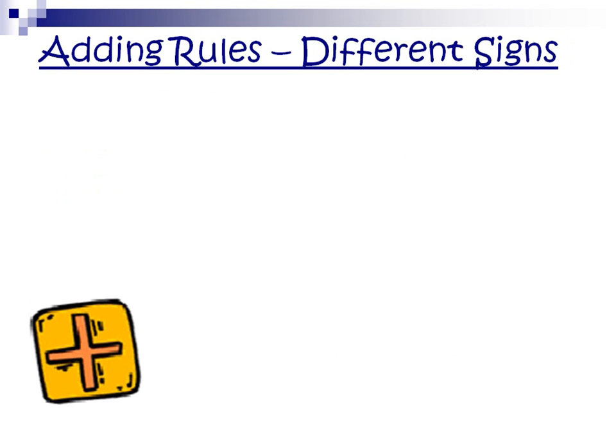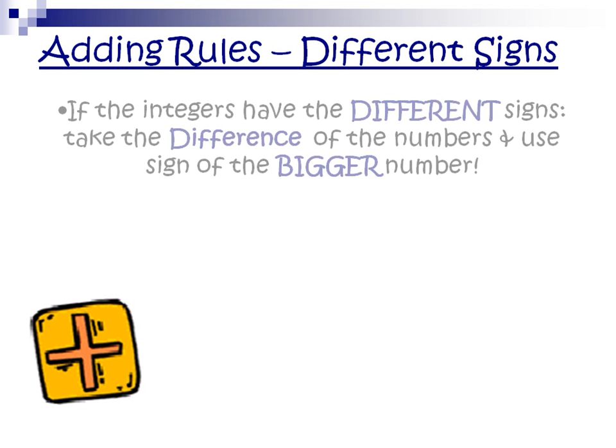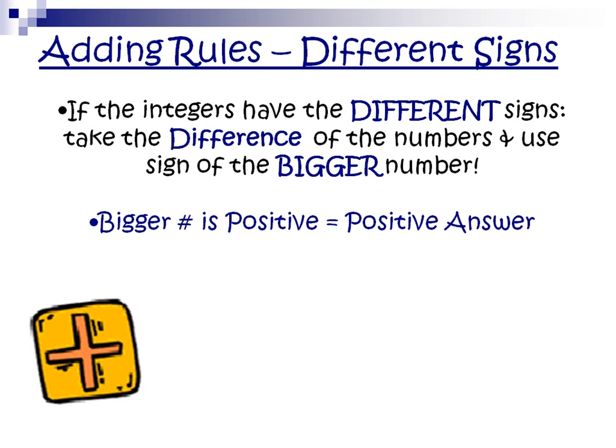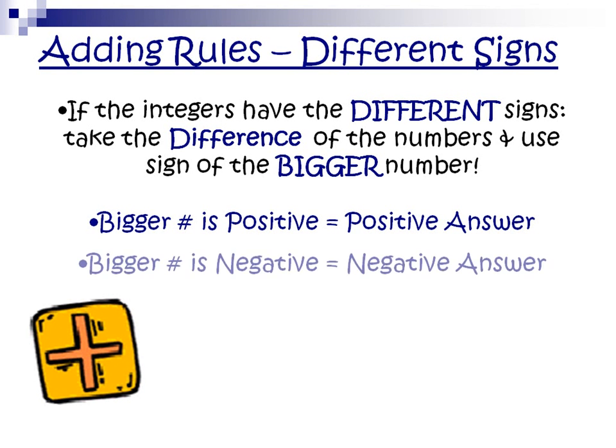Alright, moving on. Adding rules with different signs. If the integers have different signs, take the difference of the numbers and use the sign of the bigger number. If the bigger number is positive, then your answer should be positive. If the bigger number is negative, then your answer should be negative.